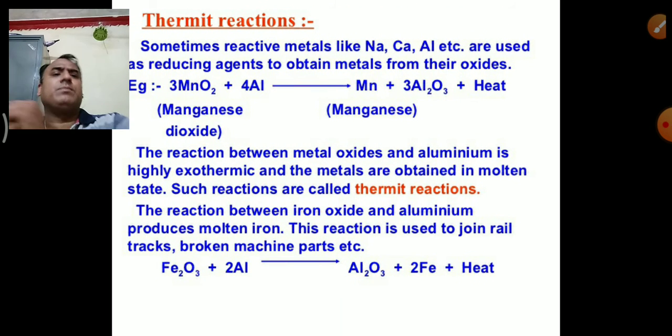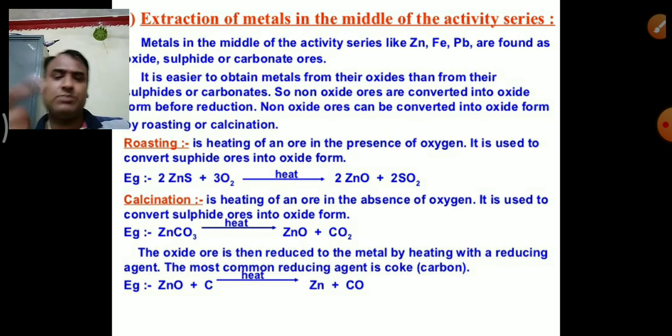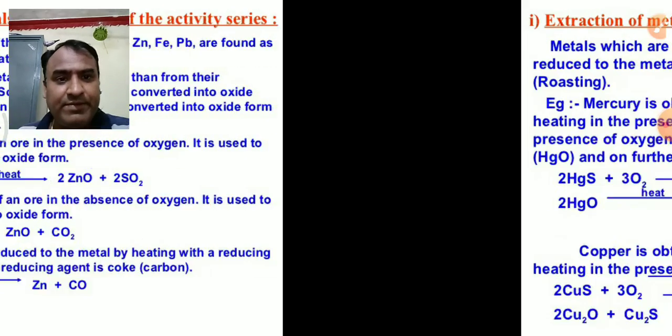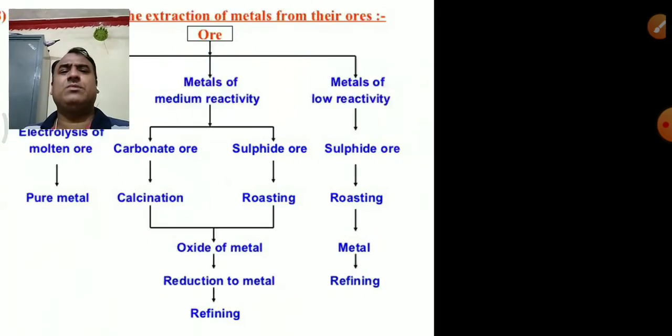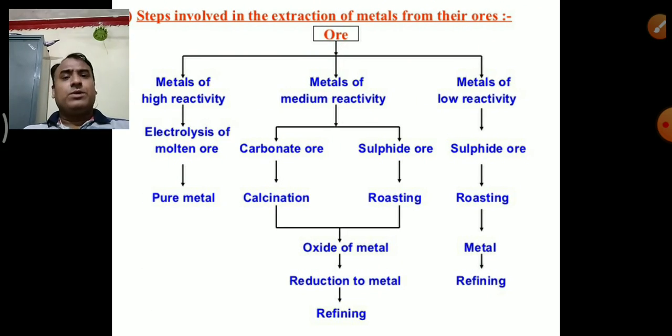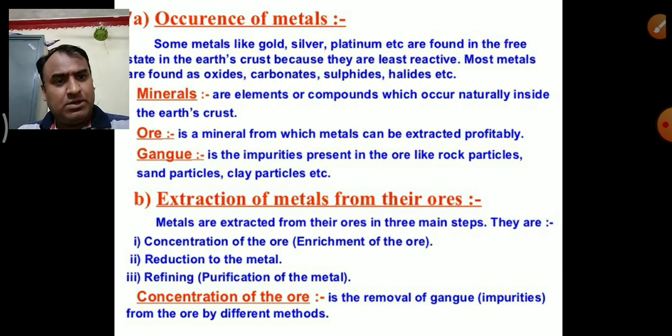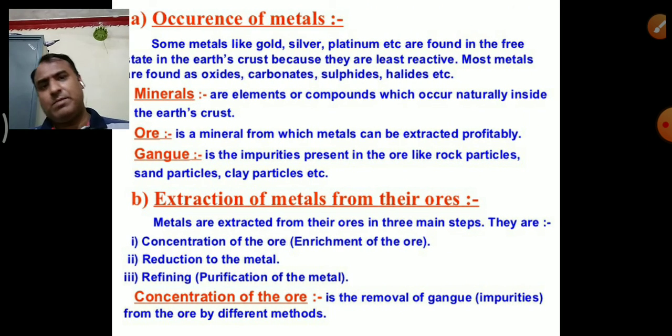Now the last one is the thermite reaction. As the name indicates, thermite reactions. Before the thermite reaction we can discuss electrolysis, electrolytic refining, electrorefining. I hope in the next lecture we discuss electrolysis. I hope you understand all these concepts. These reactions are very important: extraction of metals, calcination, roasting, thermite reaction, electrolysis. These are very important from the board point of view.